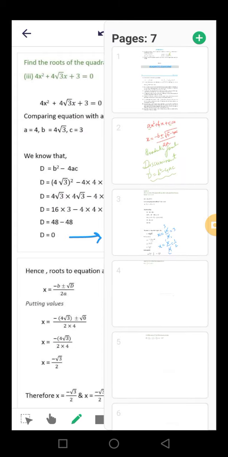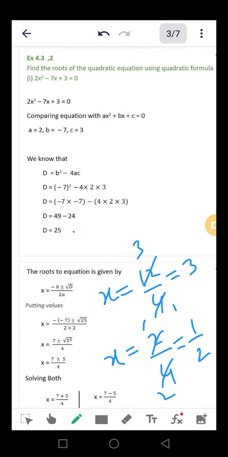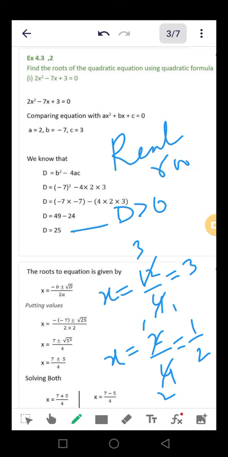And when the d value is greater than 0, like that 25, we say it has real roots. This type of roots are called real and distinct roots. Real and distinct means different roots. So looking at the value of d, we can say how the roots will be. This is called nature of roots. We'll learn this in the last exercise again. As we got an example, I am discussing this concept here.